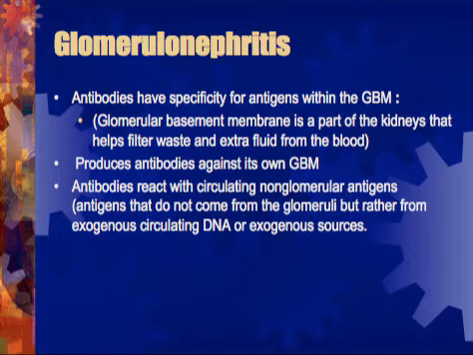So what's going on in glomerulonephritis? Antibodies within the glomerular basement membrane. Remember, the glomerulus is used to help filter waste and extra fluid from the blood, a rather important part of the kidneys. In this disease, what we find is that the glomerulus produces antibodies against its own GBM. These antibodies react with the circulating non-glomerular antigens, and it's the perfect setup for disaster.